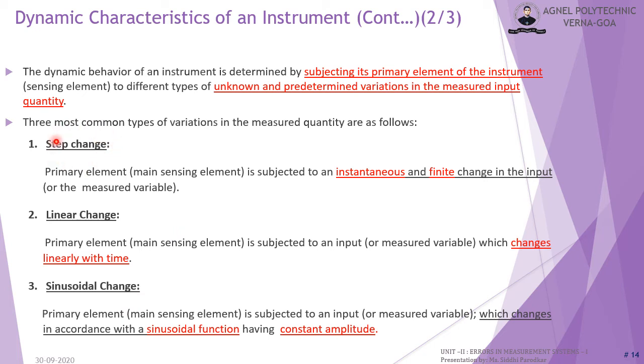In step change, the primary element or the sensing element is subjected to an instantaneous and finite change in the input quantity. Linear change is obtained when the primary element or the sensing element is subjected to an input which changes linearly with time. And finally, the sinusoidal change is obtained when the primary element or sensing element is subjected to an input quantity which has magnitude in accordance with the sine function or sinusoidal function having constant amplitude.